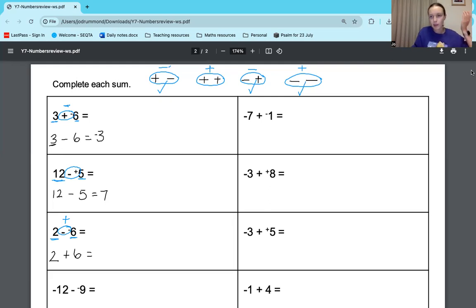I can do that in my head. Let's start with the bigger number. 6 plus 2, 6, 7, 8. There we go. Okay, let's go down and try a scenario where you don't necessarily have two symbols in the middle.